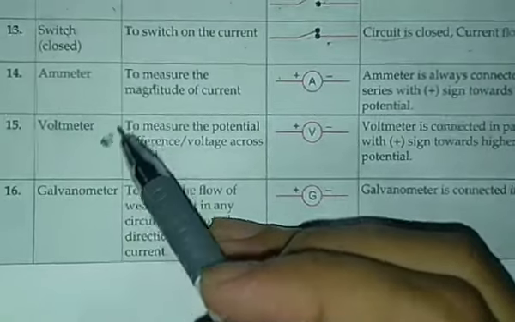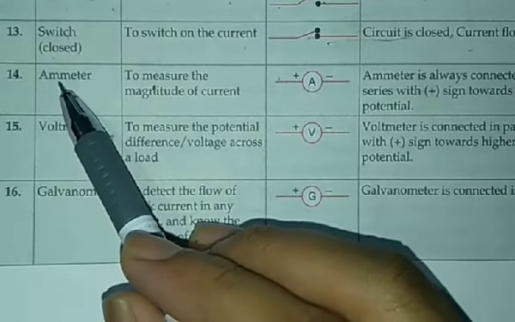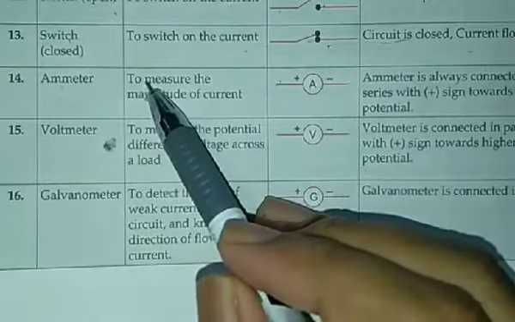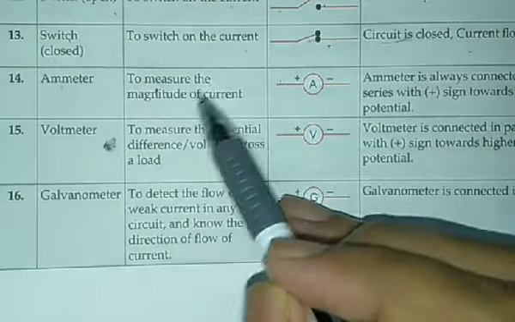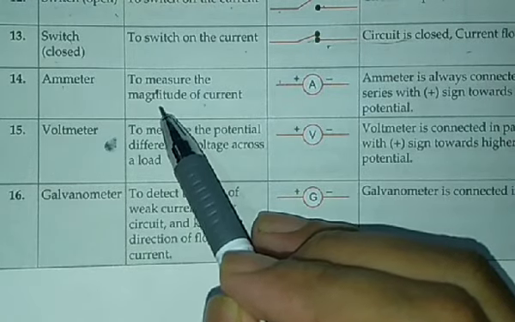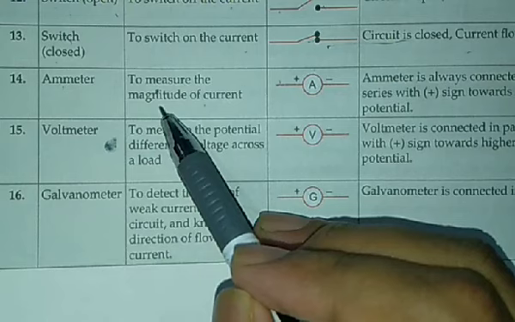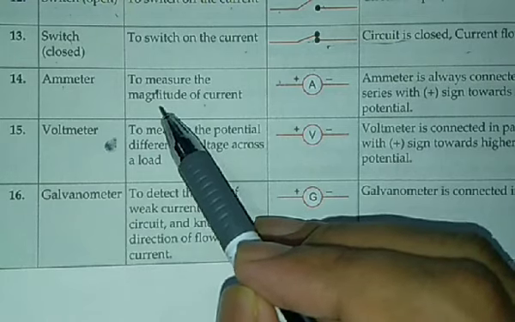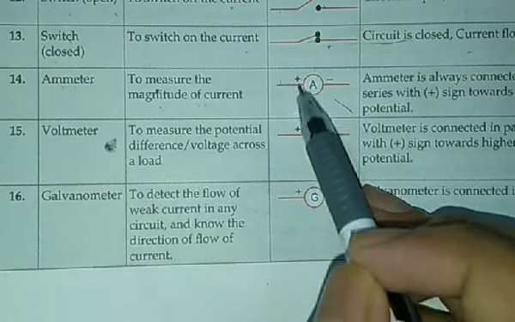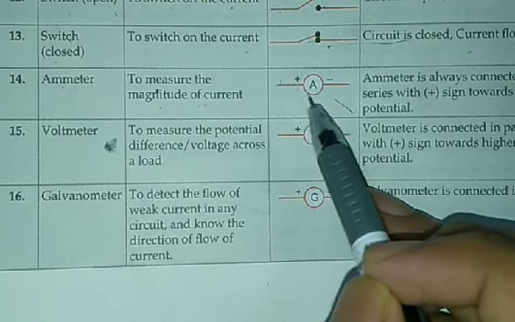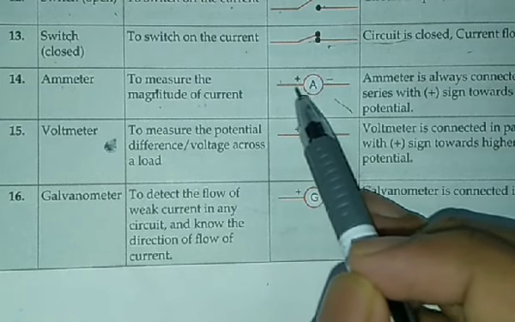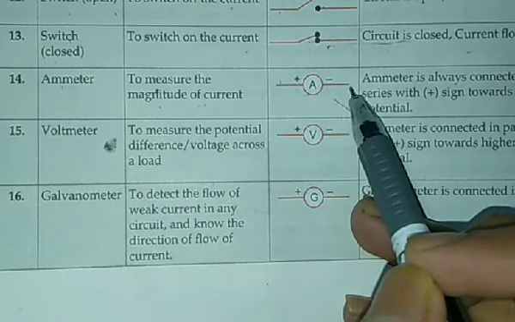Okay, students. Now we have another device, which is known as the ammeter. What do you mean by an ammeter? What is the use of the device? It is used to measure the magnitude of current. If you want to measure the amount of current flowing in the circuit, then we use the device called an ammeter. And this is the exact symbol for the ammeter. In the middle, it is round, and the letter A is written. Here is the positive terminal, here the negative terminal.